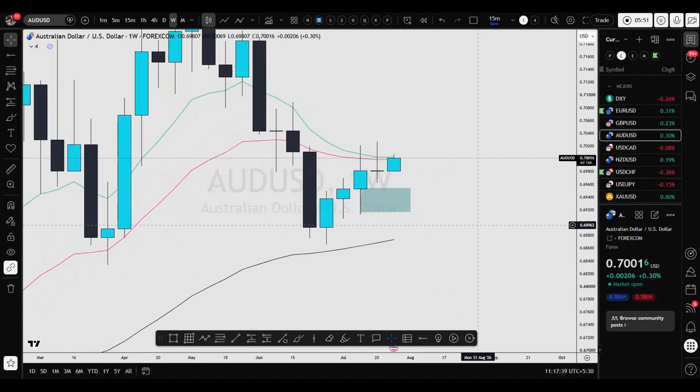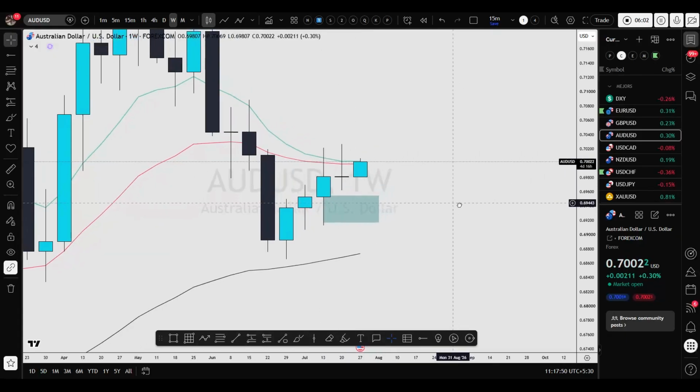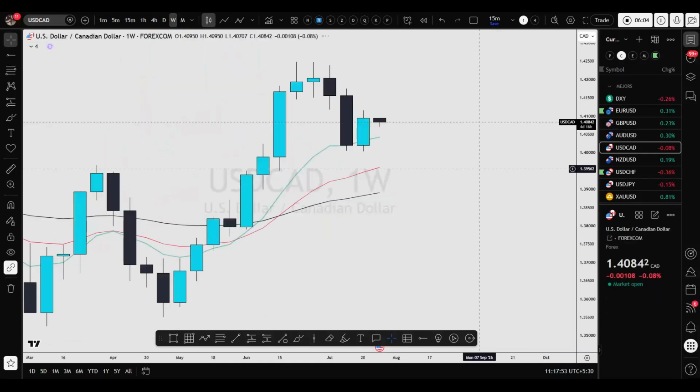Let's see what's going on in AUD USD. Okay, the EMA environment is bullish till now. The 10 EMA is above 20 EMA, but we don't have any pattern over here, so we are just skipping it.